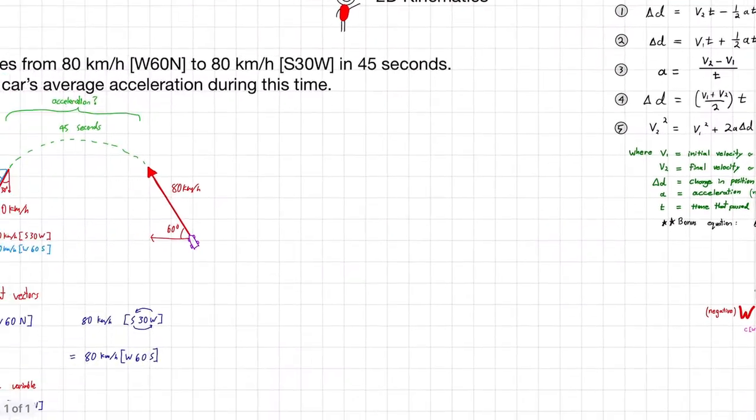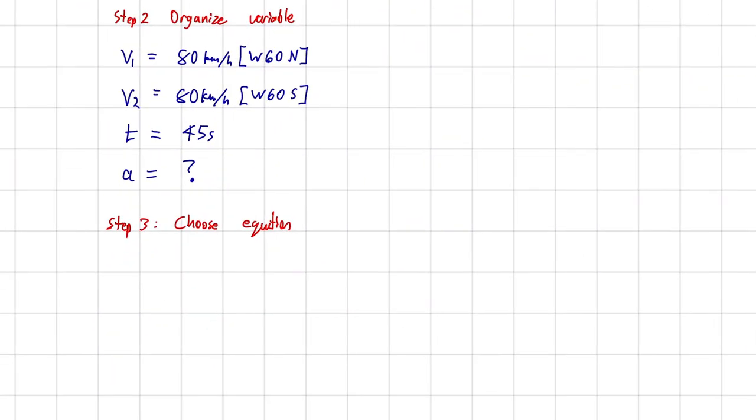Your textbook, your teacher might have these equations numbered differently, so it's important to look at the actual equation here. So because we have v1, v2, t, and a, that tells us to use equation number 3. I can draw a better 3 than that. Okay.